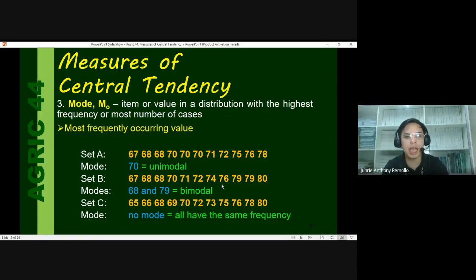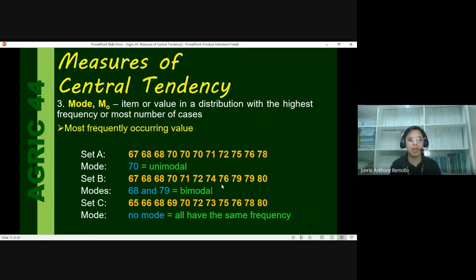So for example, for set A, you can see 67, 68, 68, 70, 70, 70, 71, 72, 75, 76, 78. In this case, the mode goes to the numbers that are frequently occurring. Since we could identify two numbers that have frequently occurring values, however, 70 is greater than 68 because 70 occurred 3 times. So the mode is 70, which is unimodal.